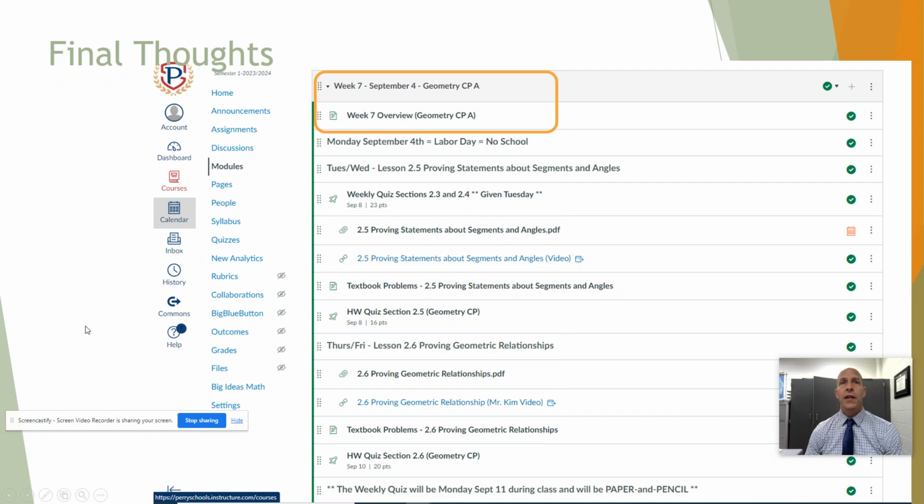So first things first is this particular module. You'll see at the very top of the module it says week 7. So students should have a very good idea of, oh, this is this week's stuff. So September 7th, which was technically yesterday, which is Labor Day, so we didn't have school yesterday. But right there at the very top of each module, I put a week overview, which gives students and parents some idea of what the objectives are for this week.